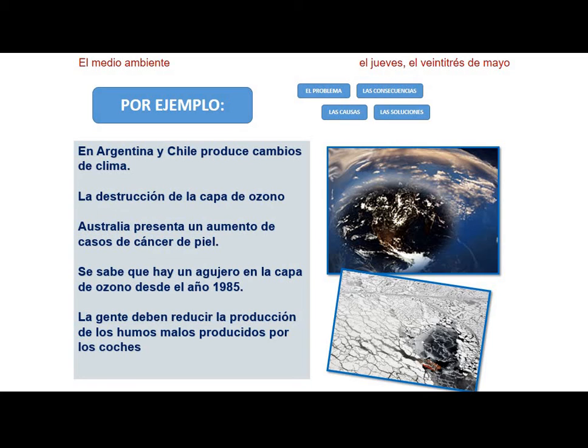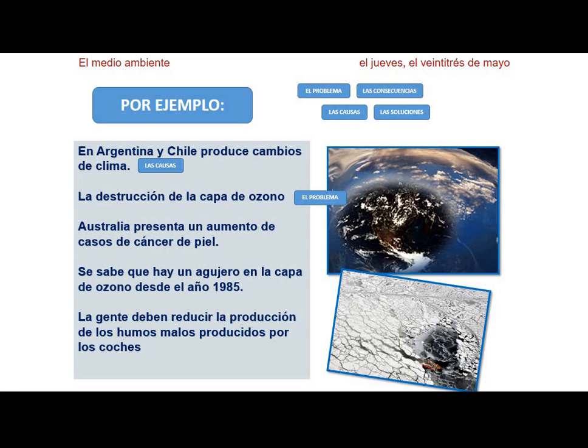So, in Argentina y Chile, produce cambios de clima. This, of course, is a cause. Argentina and Chile produces climate change. It is what it is. La destrucción de la capa de ozono. Destruction of the ozone layer is the problem.